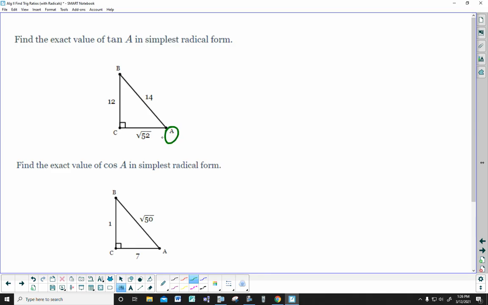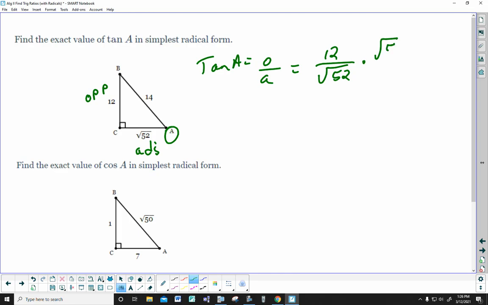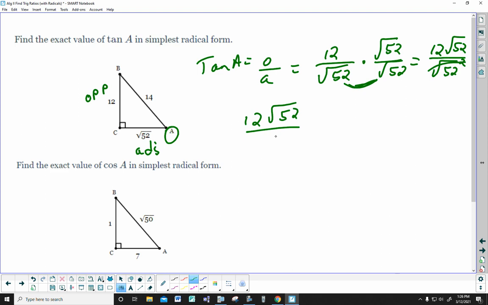Tangent of A, this is your adjacent, this is your opposite. Tangent of A is your opposite over your adjacent. Okay? So 12 over square root of 52. I got a square root in the bottom, so I multiply the top and the bottom by whatever that square root is. So you get 12 square roots of 52 over the square root of 52 squared, because it's times itself. So the square and the square will cancel. So 12 square roots of 52 over 52.